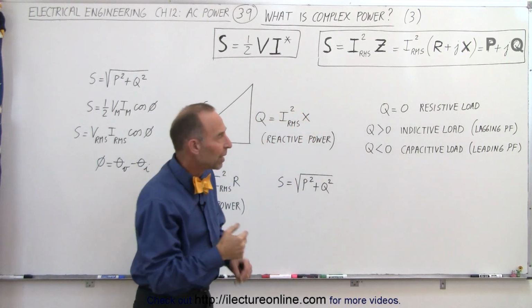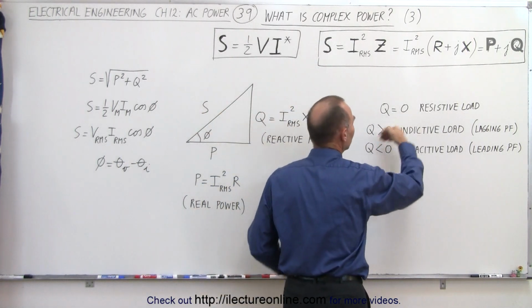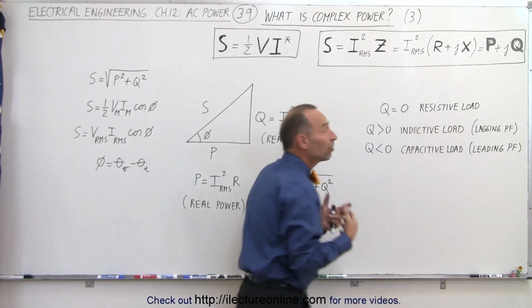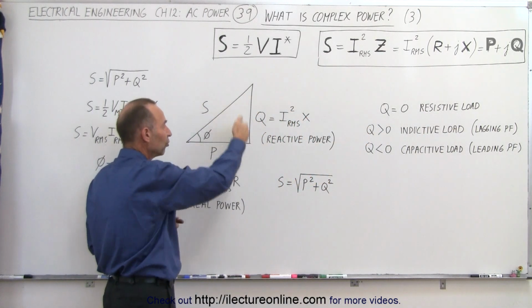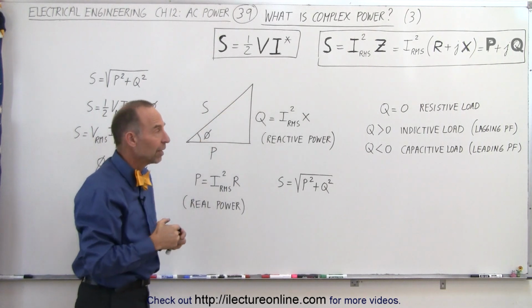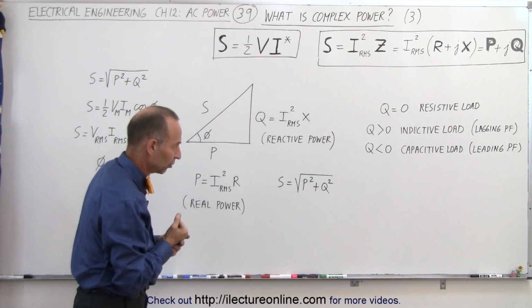And finally, if Q is 0, now what's Q again? Q is the reactive power. If it is equal to 0, then there is no reactive power, then it's purely a resistive load. Then all of the power is dissipated through the resistor. There's no power being absorbed or readmitted by any capacitors or inductors.